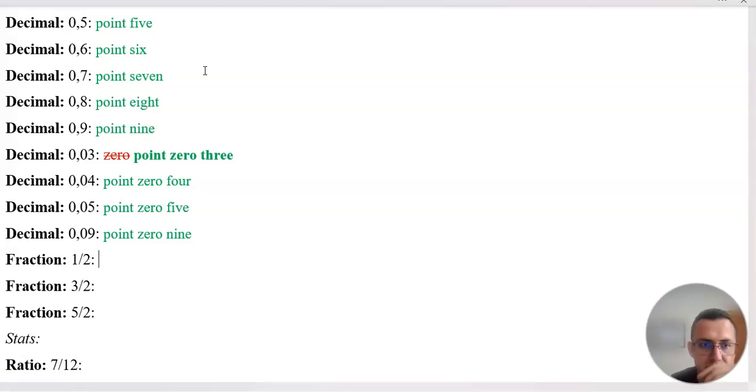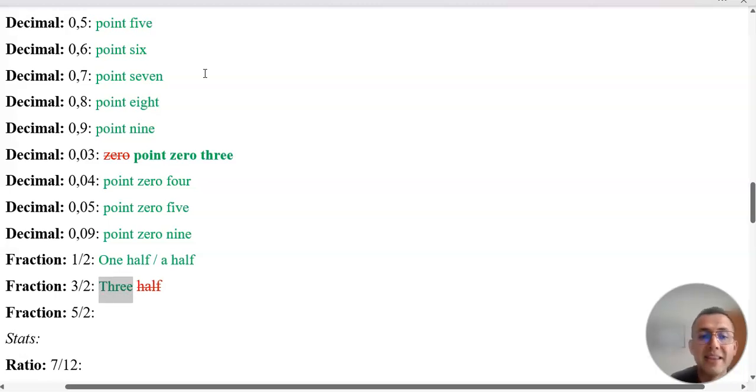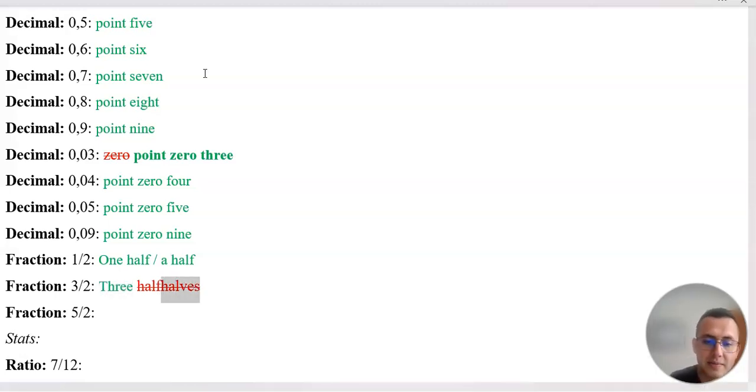Fracciones y razones. In this context, we can say un medio in the context of fractions, un medio, so in this case in English it would be one half. Or in an informal way, it would be a half also. However, the most formal one is one half. Tres medios, in this case, we say three, but we don't say half. Why not? Because half is for medio, mitad, singular. Para decir medios in plural, we need to write halves. The same, 5 medios. It would be five halves.